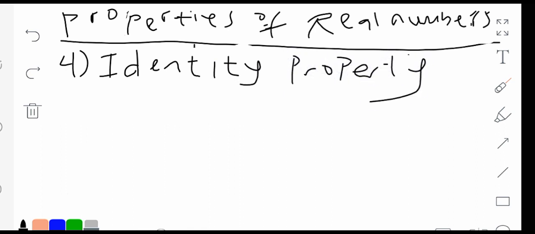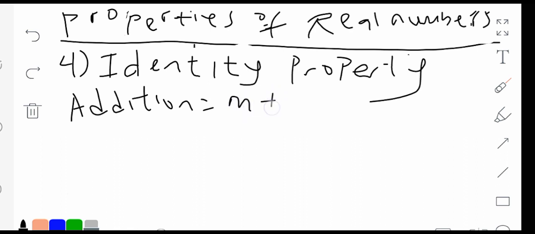Identity property. So what does the identity property say? For m to be a real number, the addition identity property will always look like this: m plus 0 will always give us m. So we can see here that this 0 is the additive identity. That is, when you add m to 0, it always gives us m. So we can say 0 is the additive identity.